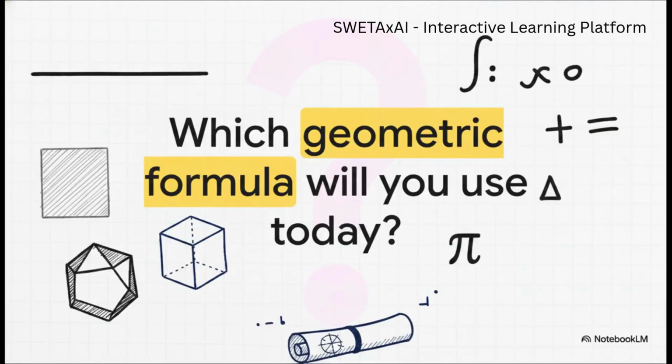We've traveled all the way from one-dimensional lines to the complex volumes of three-dimensional space, and you now hold the exact blueprint needed to decipher it all. So I'm going to leave you with this question. Which geometric formula will you use today to start solving the real-world dimensions around you?